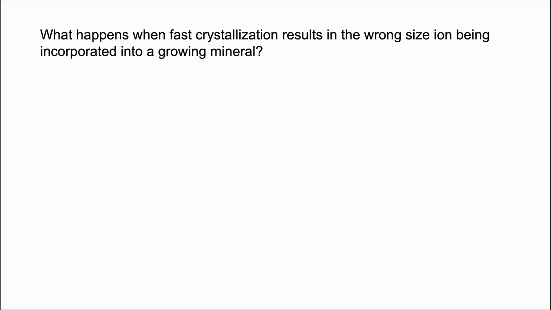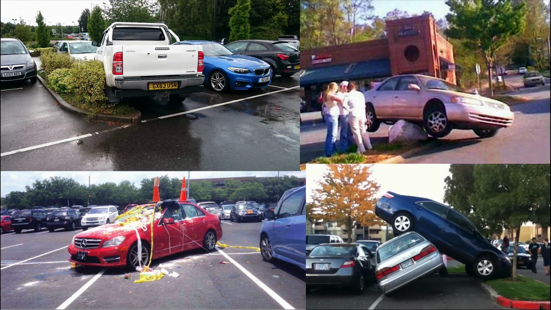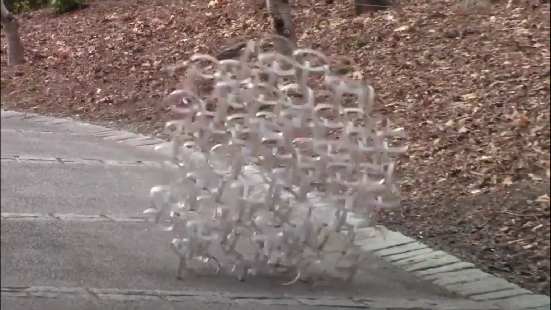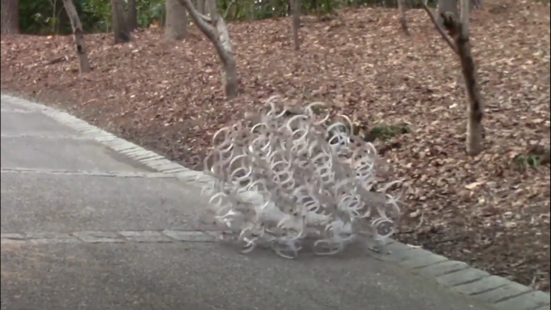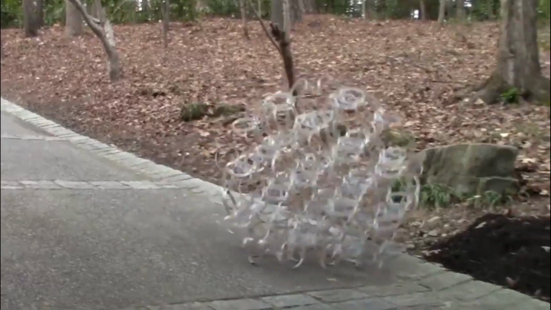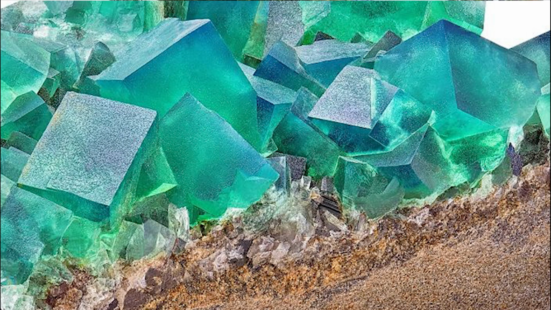If crystallization occurs too quickly, it can result in the wrong size ion being incorporated into a growing mineral. What's the outcome there? Well, it's chaos. The ions don't fit properly, so the crystal lattice ends up being distorted or damaged, altered. It makes for a mineral that's easier to break apart. It's more easily dissolved in solution. It's not as stable as a well-organized crystal.